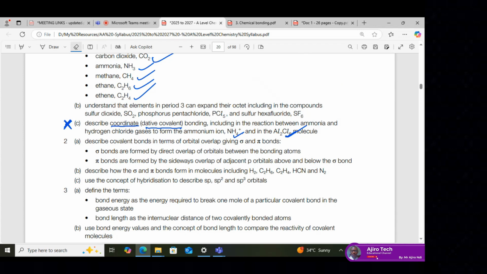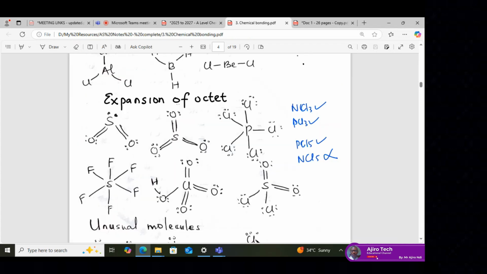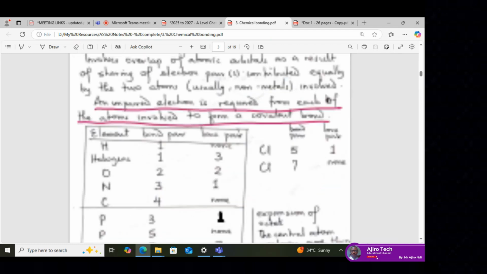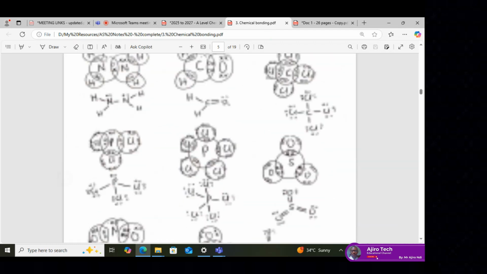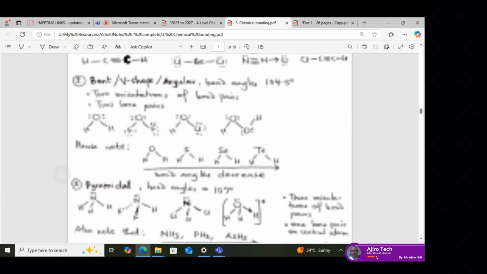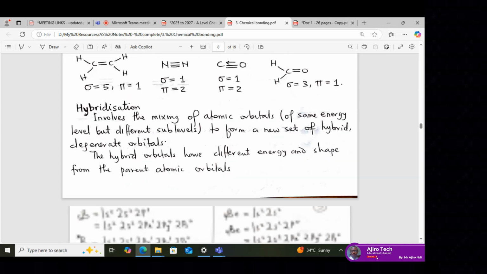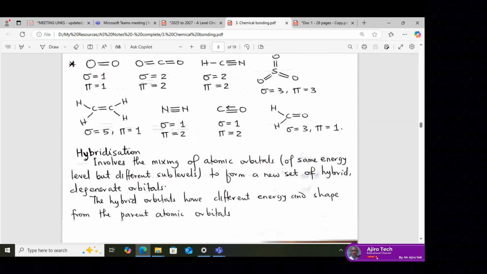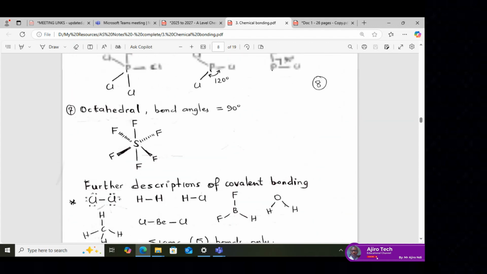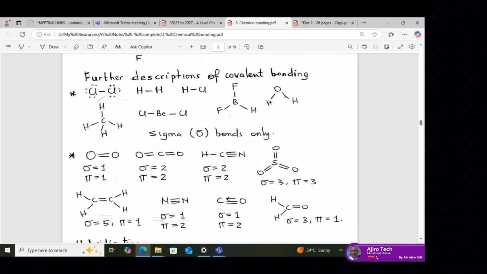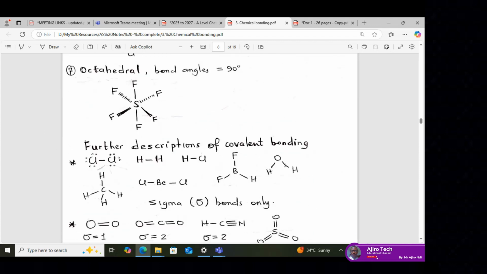Now, then pi bonds are formed. Okay, let's go. This is what happened here. I think I have a note here. Let me show you. It will be easier for me to explain to you here than me writing everything all over again. Yeah, look at it. Further description of covalent bonding. So I'll call it sigma and pi bonds. Sigma and pi bond. Are you there?